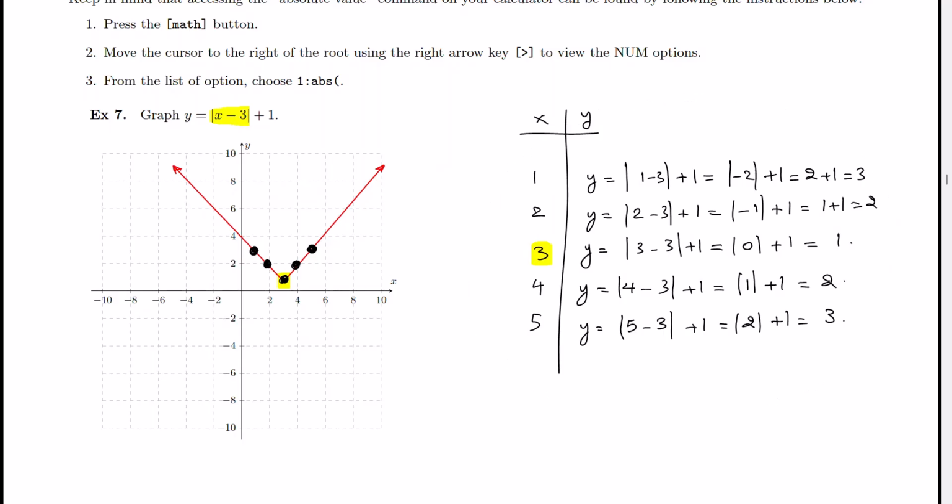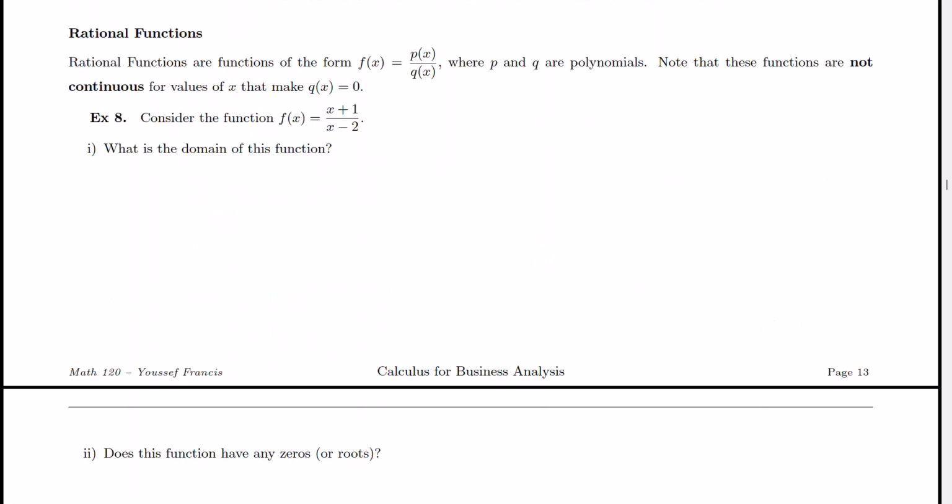So again, it's up to you. You can use the TI calculator, or you can use your tabular method, which is the one that I did at the beginning, to get the graph done. Either way, you should end up with the same sort of general look. And that ends our short discussion of absolute value functions. So let's talk about rational functions next.